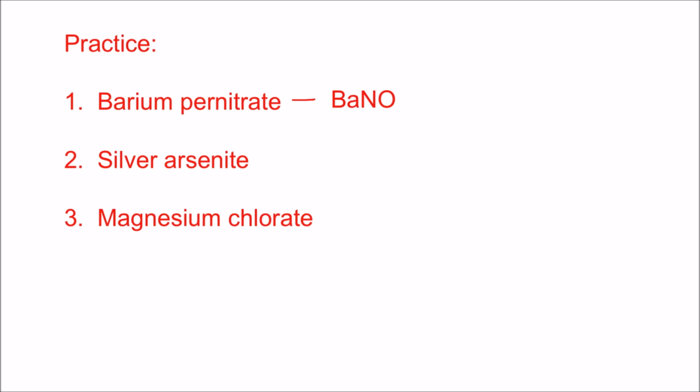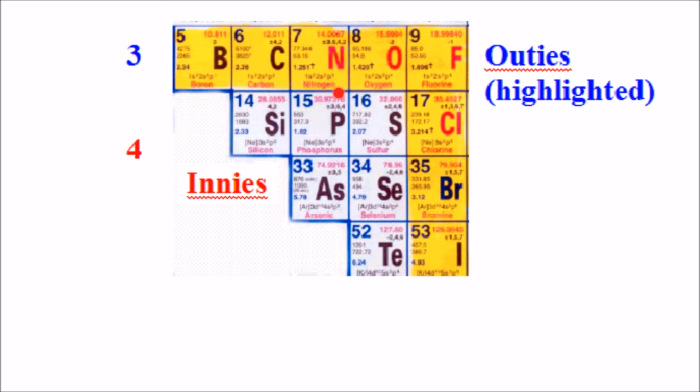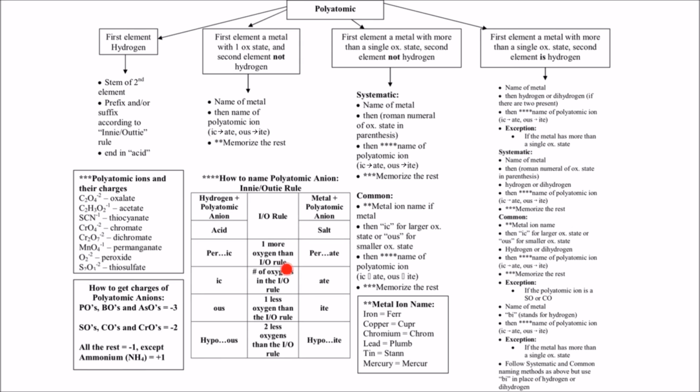Okay, what we need to know is: is nitrogen an innie or an outie? We can see here nitrogen is an outie and it's supposed to have 3 oxygens. If it had the number of oxygens it was supposed to have, it would just have an ate ending. There would be no prefix. But we have pernitrate. That means that it must have 1 more oxygen than it's supposed to. So instead of 3, it's going to have 4.